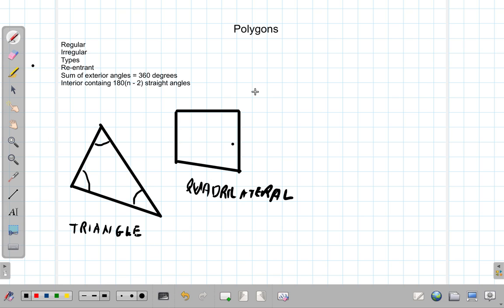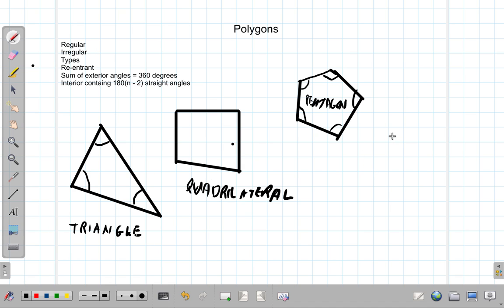Then you have those with 5 sides and 5 angles. One, 2, 3, 4, 5 sides, and the number of angles is always equal to the number of sides. And when I say angles, I'm talking about the interior angles, right? This one is called a pentagon. Pentagon, pentagon.